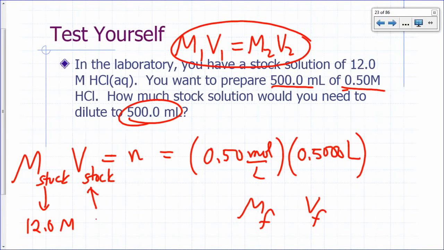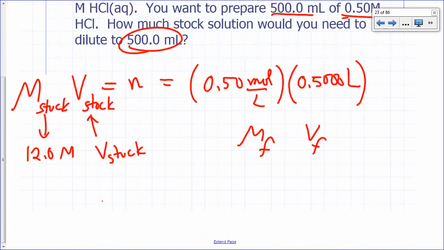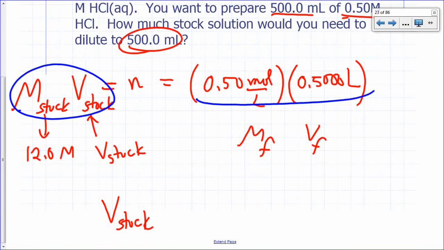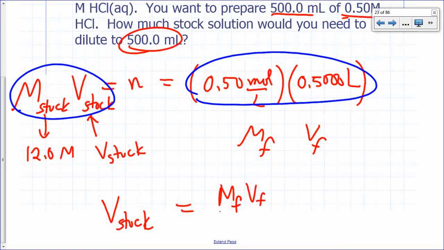And so the volume of your stock solution is what you need to find out. How much of the stock do you need to dilute to 500 mL? So let's solve for the volume of stock. M stock V stock equals M final V final, so V stock is going to be equal to M final V final over the molarity of the stock.